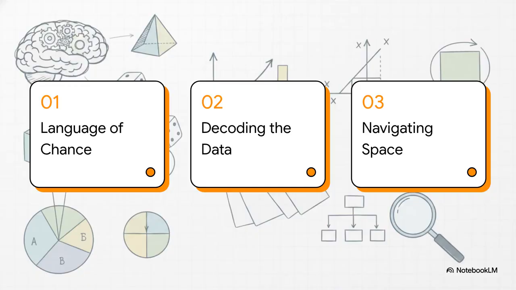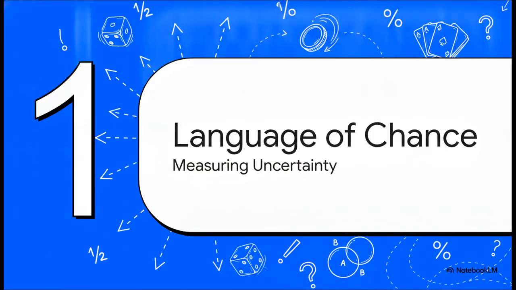Here's our roadmap for today. First, we'll look at the language of chance. Then, we'll move into decoding the data. And finally, we'll wrap up with navigating space. Okay, let's dive right into this.